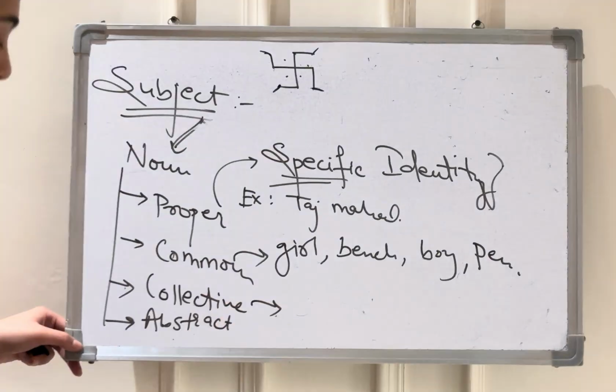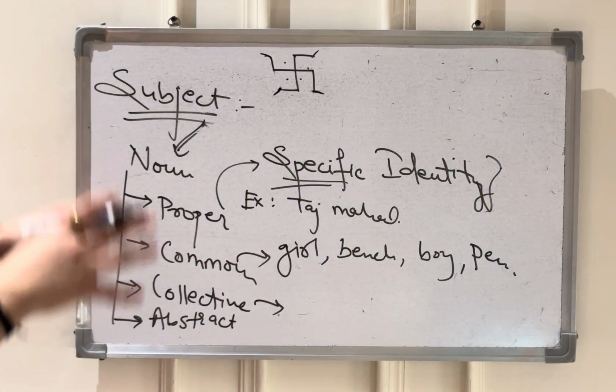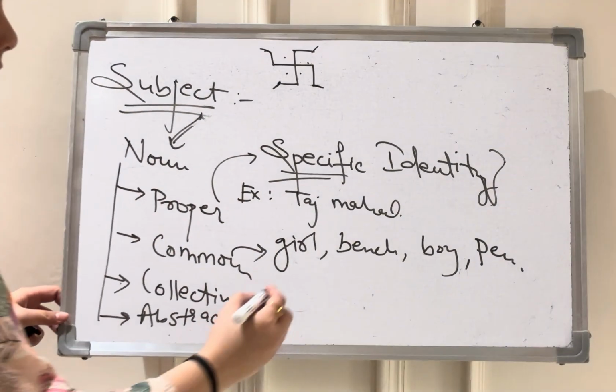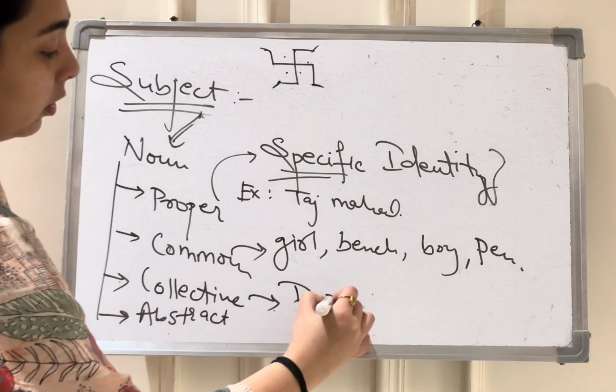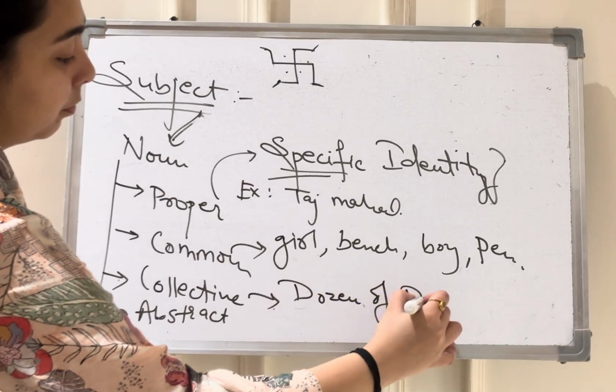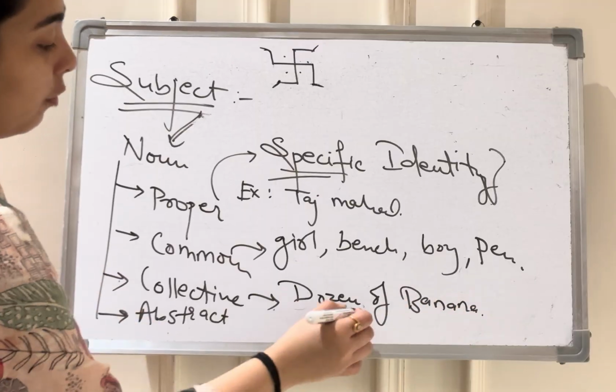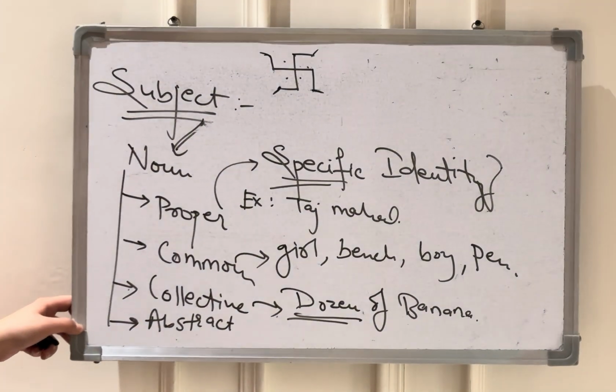The third one is collective noun. Anything which is bought in collection. For example, a dozen of banana. A dozen of banana. And the fourth one is abstract noun.